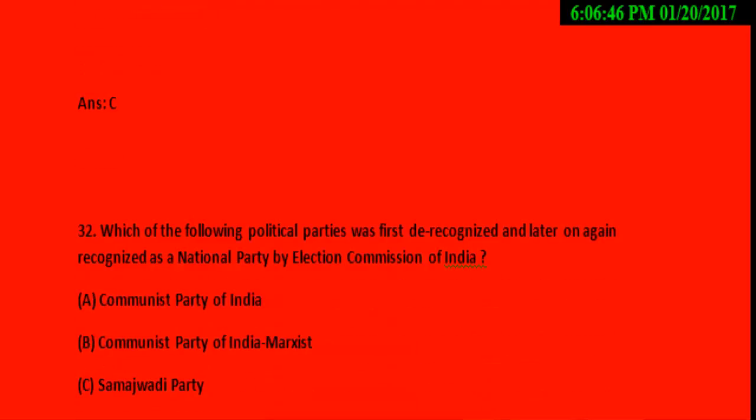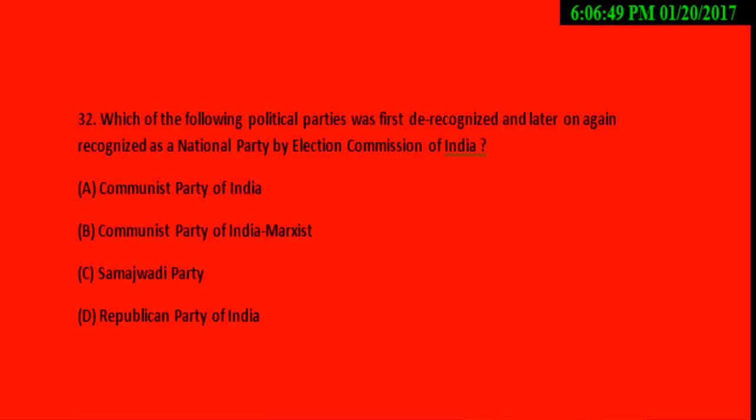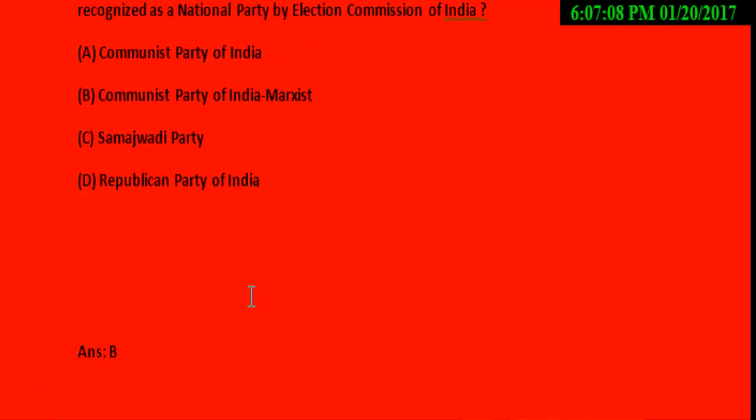Which of the following political parties was first recognized, later de-recognized, and again recognized as a national party by the Election Commission of India? Communist Party of India, Communist Party of India (Marxist), Samajwadi Party, or Republican Party of India. Your answer is B, Communist Party of India (Marxist).